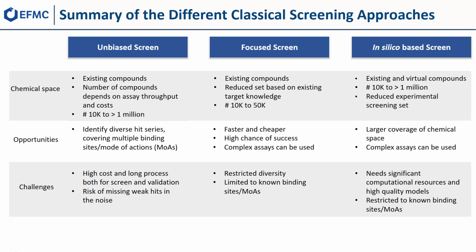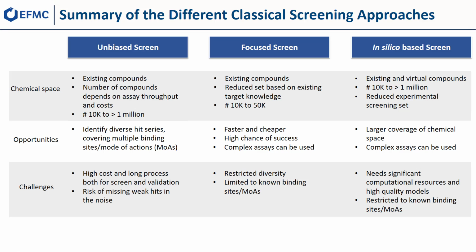The number of compounds can also be very different. Usually the unbiased screen looks at a number of compounds that depends on the assay throughput and costs, but usually it can be quite large, from 10,000 to several millions. The focus screen uses a reduced set based on existing target knowledge, and here we're usually in the range of 50,000. The in silico based screen can also be quite small, but can go to several millions depending on the computational method. The advantage of this method is, of course, that we only have a reduced set of compounds to test experimentally.